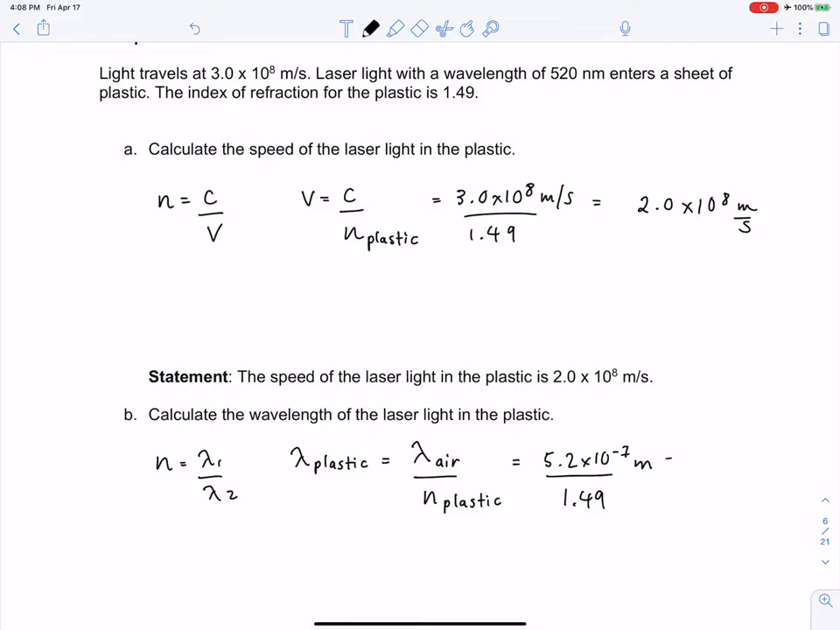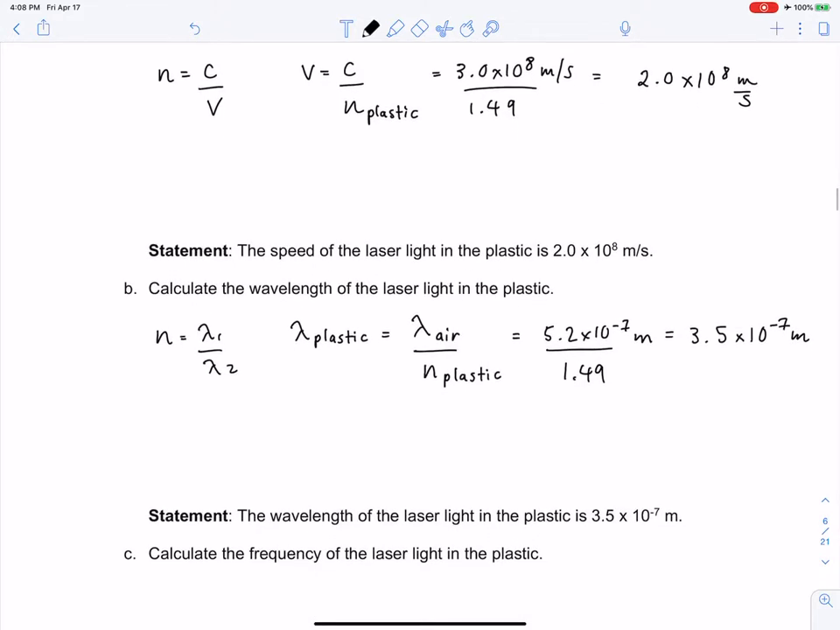If you punch this into your calculator, you get a wavelength of 3.5 times 10 to the power of -7 meters. Note that this is also 350 nanometers. The wavelength of laser light in plastic is 3.5 times 10 to the power of -7 meters, or 350 nanometers.